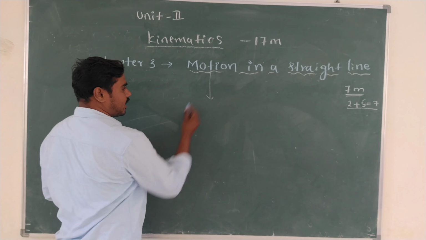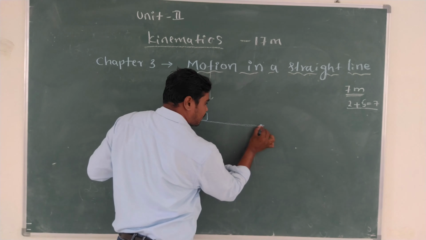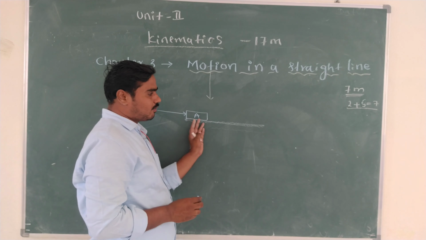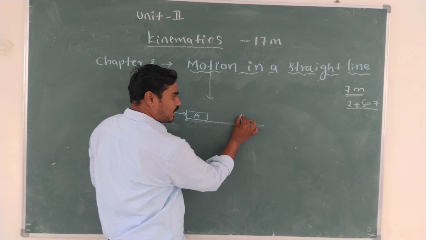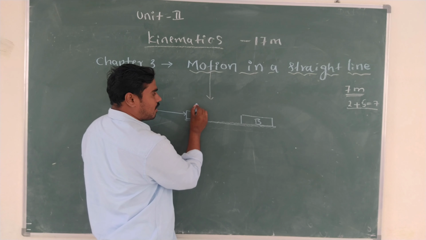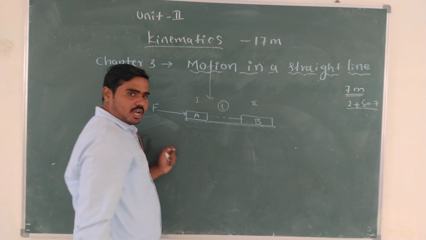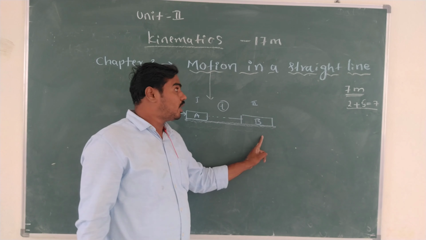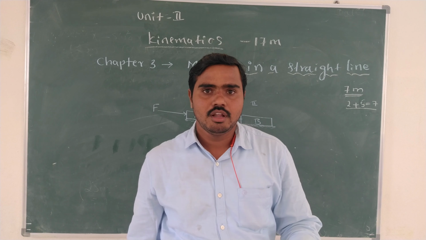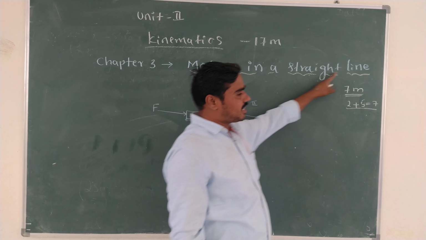For example, consider a body A on this surface. After applying an external force on this body, the body changes position from the first position to the second position with respect to time. This is called motion. Motion means a body changes its position from one point to another point with respect to time.